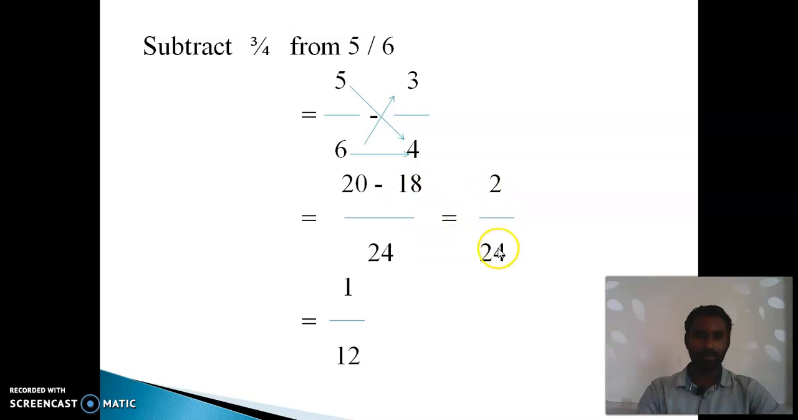2 divided by 24. Shall we simplify it further? Yes. It can divide by second table, right? 2 table. So 1 2s are 2 and 12 2s are 24. So 1 divided by 12. Okay, understood? Shall we go to the next problem?